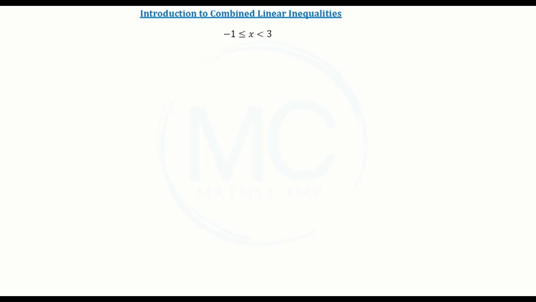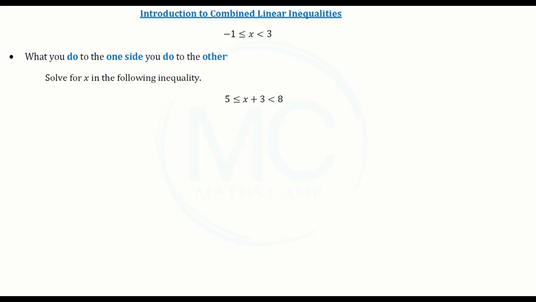given values. Before we begin, I'd like to go back to equations for a second. When we worked with equations, we learned that what you do to one side, you do to the other. If we add on one side, we add on the other. If we multiply on one side, we multiply on the other. This rule applies for all operations, and we can apply this rule to inequalities as well. Let's look at an example.